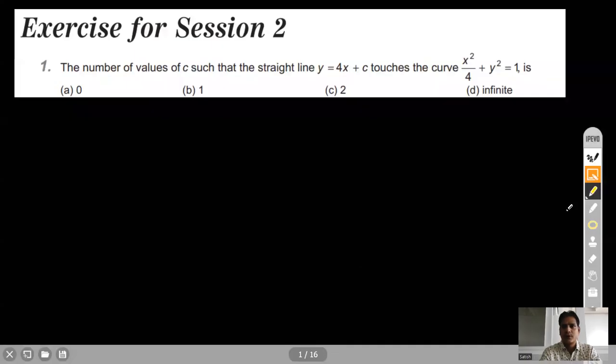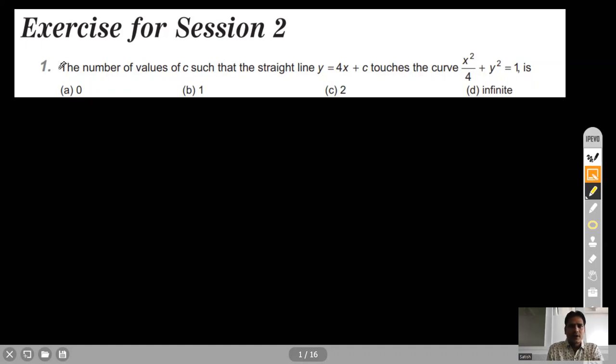Okay, so here we go. The question number one of exercise two from the chapter ELLIPSE, right? So see what the question is saying. The number of values of C such that the straight line y equal to 4x plus C touches the curve x square upon 4 plus y square equal to 1. Okay, so basically the given straight line is the tangent to the given curve.